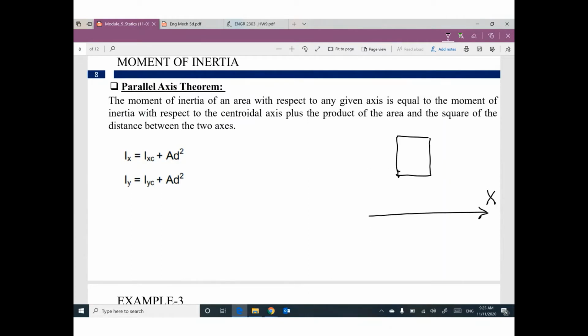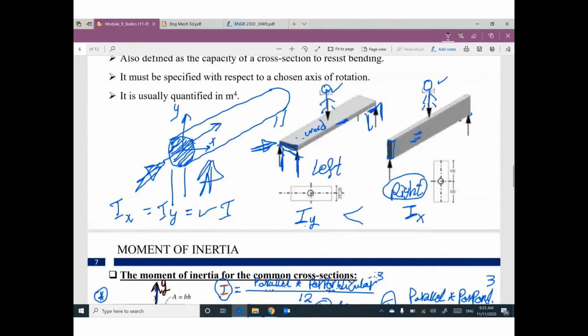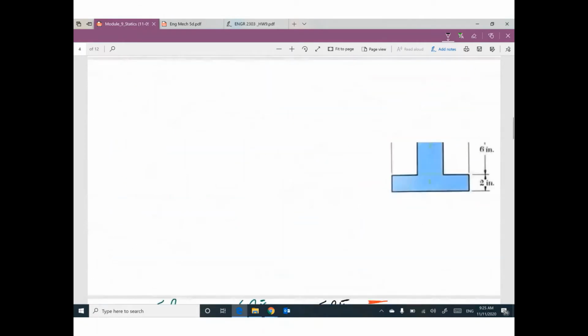Sure? Yeah, I'm looking for Ix. Do you think the x-axis is passing through the centroid of this rectangle? No. So your question is, I believe you would like to ask this question: in which situation can we find this one? I believe all situations. If you go back to example number 1, do you remember it?